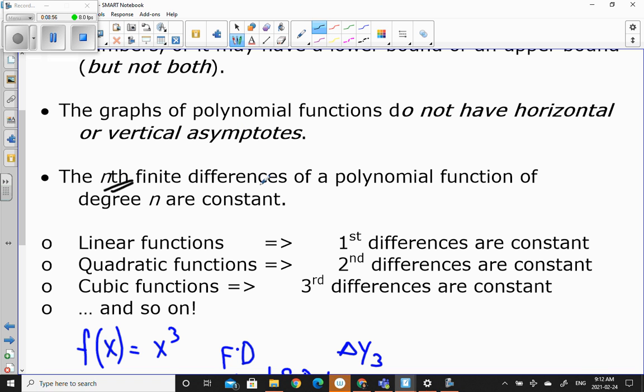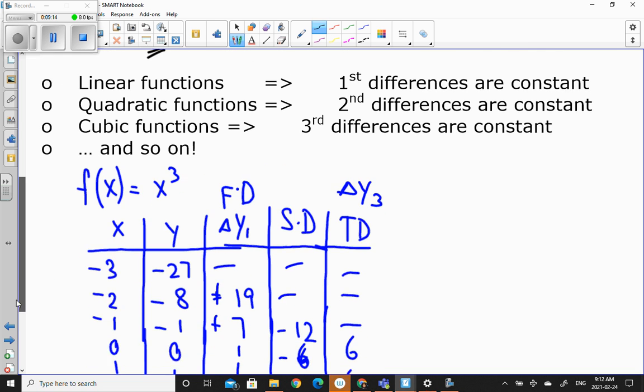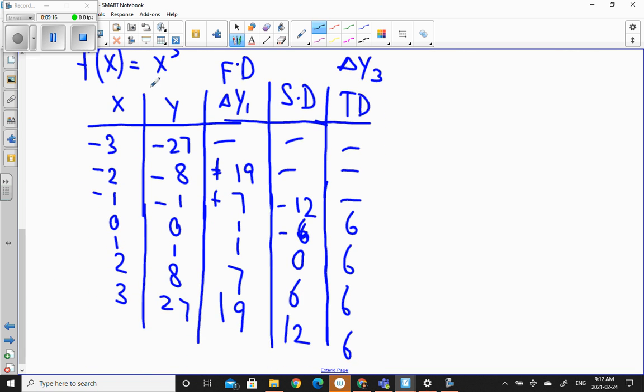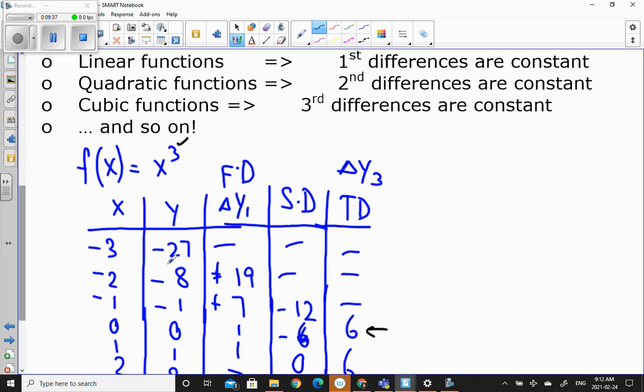The nth finite differences of a polynomial function of degree n are constant. So if I have a linear function, and I did the table of values, the first differences will be constant. For a quadratic function, the second differences will be constant. For a cubic function, the third differences are constant, and so on. I just made up a table here for a cubic function that goes from x values of negative 3 to positive 3, and those are the corresponding y values for f of x equals x cubed. I did the first differences, the second differences, and then the third differences, and you can see the third differences are all constant, and that makes sense because for a cubic function, the third differences would be constant.